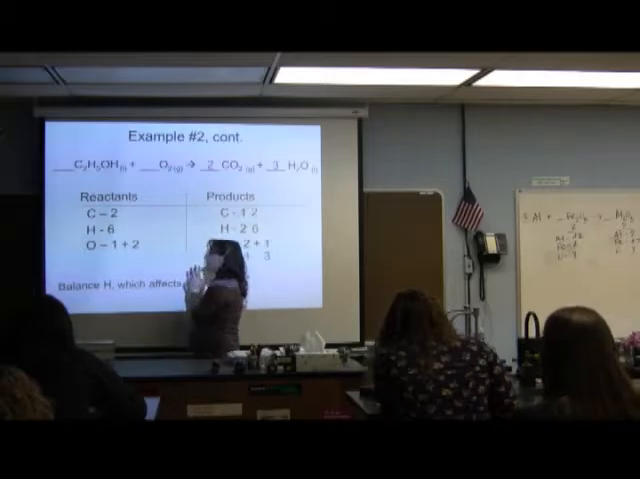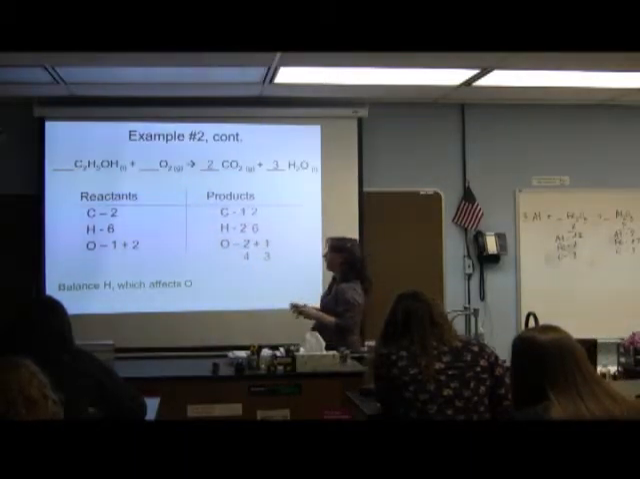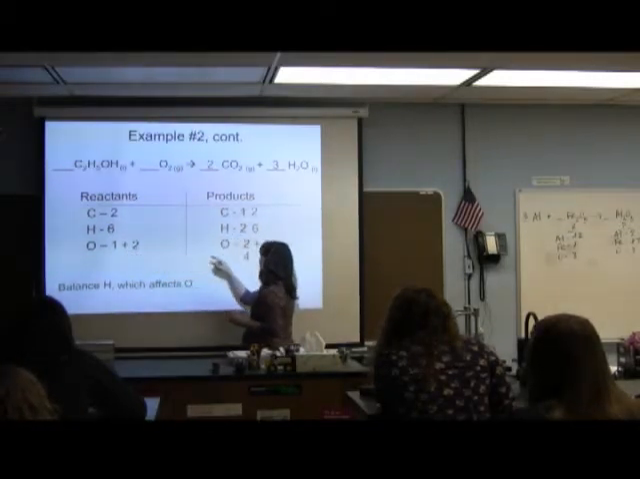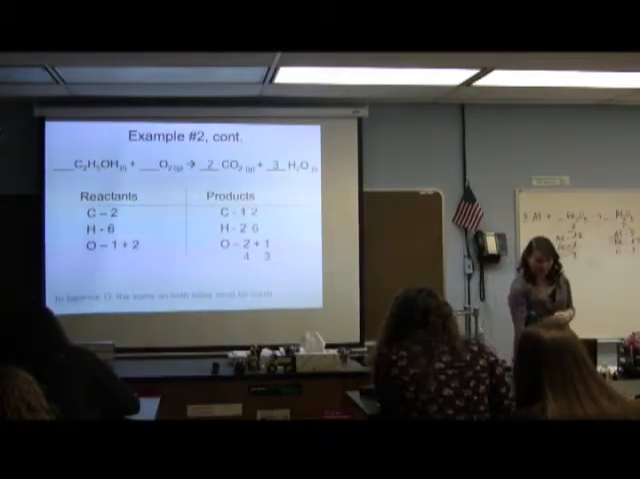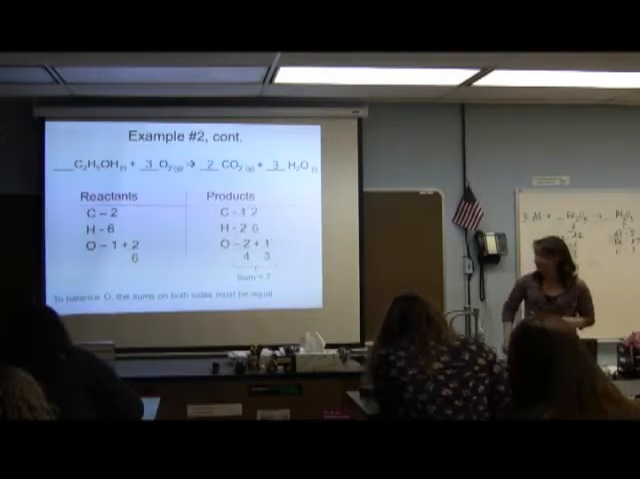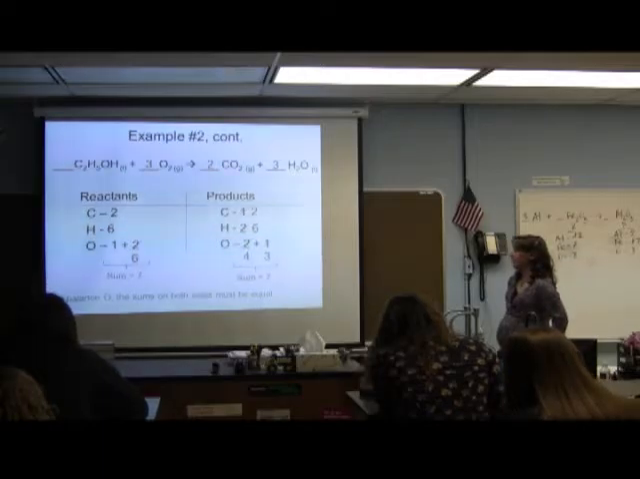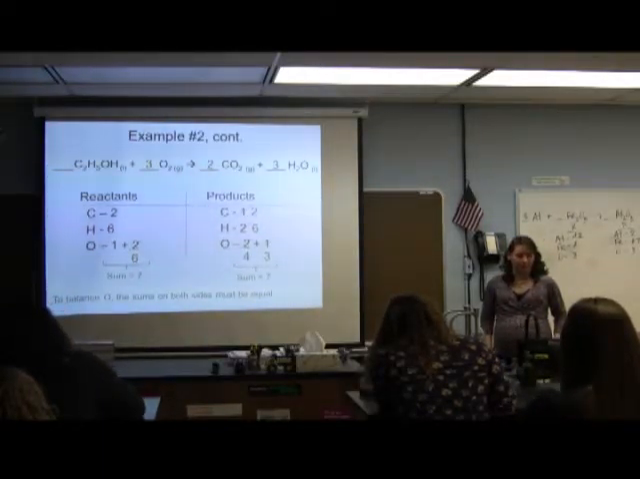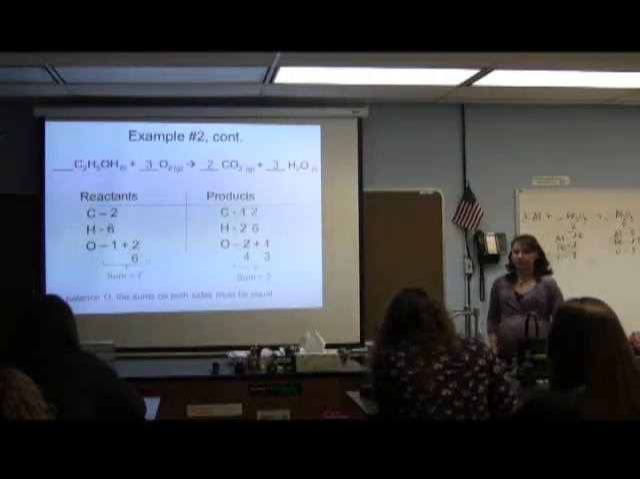What's an easy way to solve this problem? Put a 3 on the second hydrogen. All right, if I turn this into a 6, 6 plus 1 is 7, and I have 7 on this side. So if I put a 3 in front of O2, that makes that a 6. And now the sum of my oxygens is 7, and the sum of my oxygens is 7. 2, 2, 6, 6, 7, 7. So I'm done.